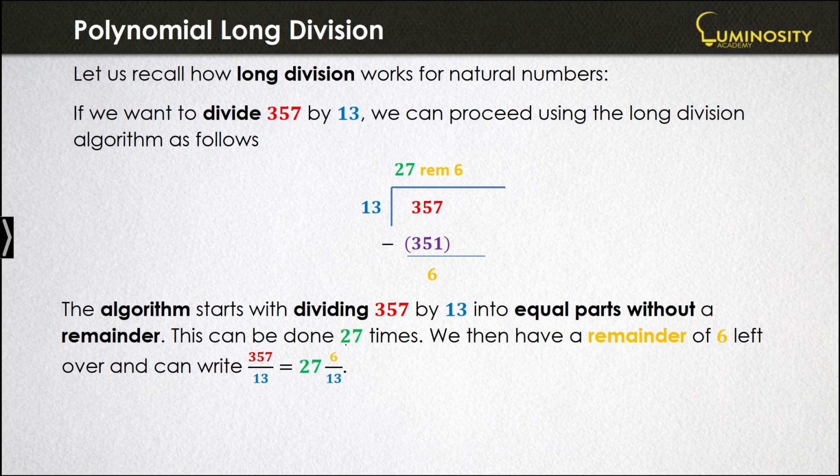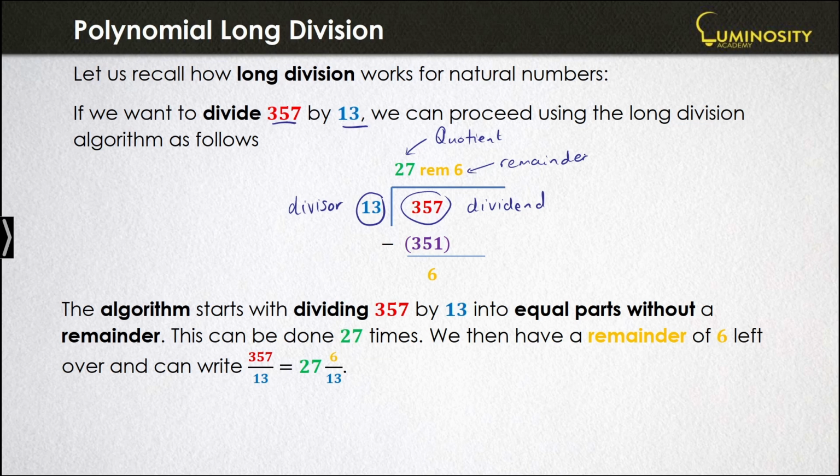Before we do that, let us recall how long division works for natural numbers. For example, if we want to divide 357 by 13, we can proceed using the long division algorithm. Here we have 13, which is your divisor. That's the number you're dividing by. On the inside here you have your dividend, that's the number you're dividing into. On the top here, we're going to see how we get this number. That is the quotient. And then the side here that we'll work out will be the remainder.